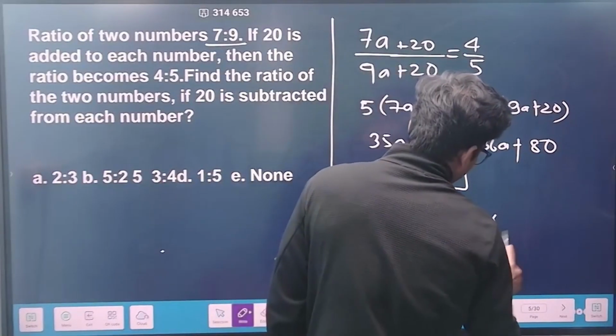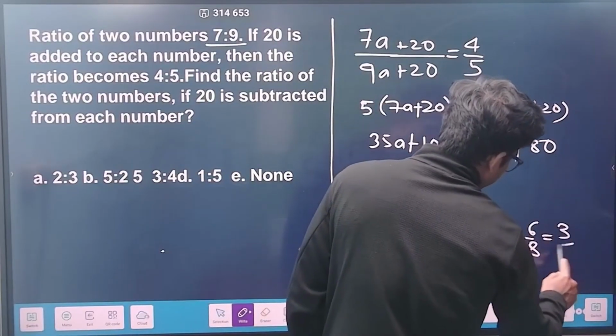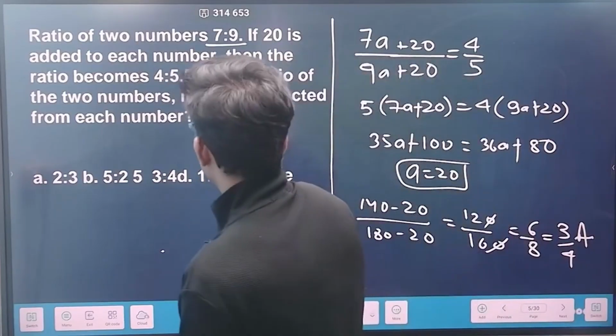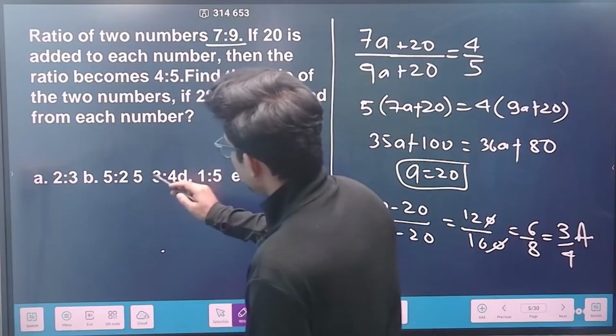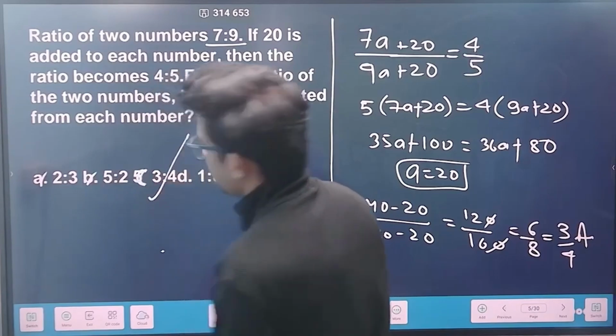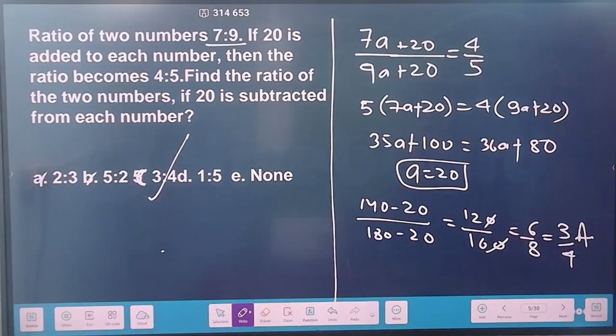This goes like how many times? This goes 6 times, this goes 8 times, this goes 3 times, this goes 4 times. Your answer is 3:4. 3:4 means option number C. Option number C is the answer. C, 3:4. Did you get it?